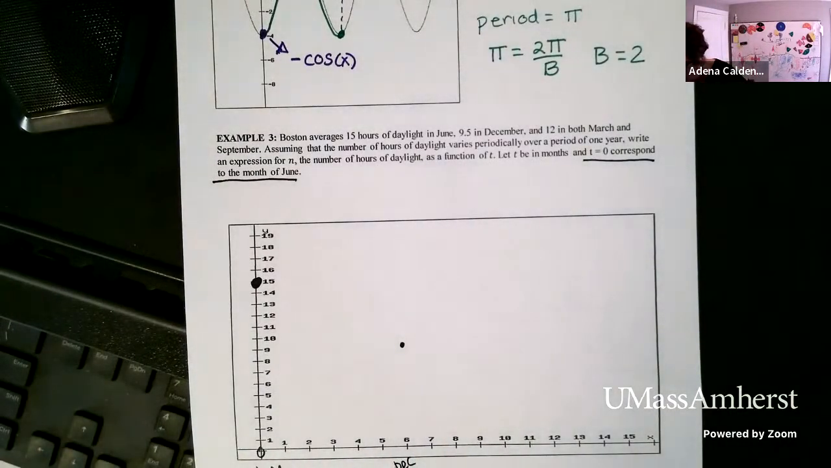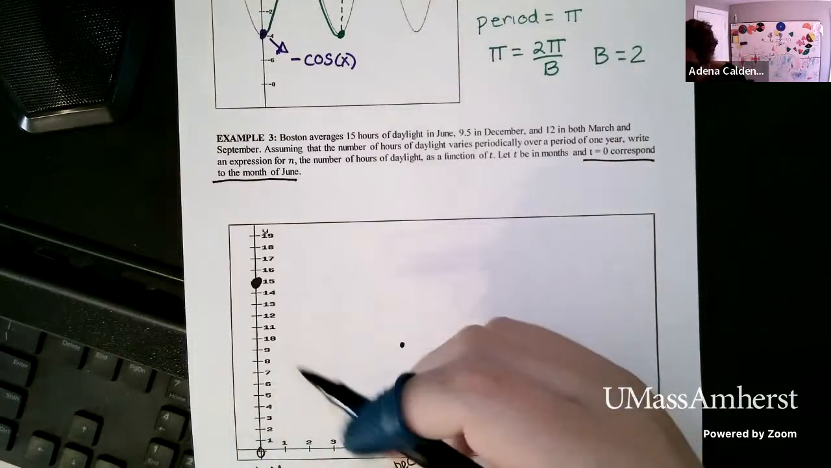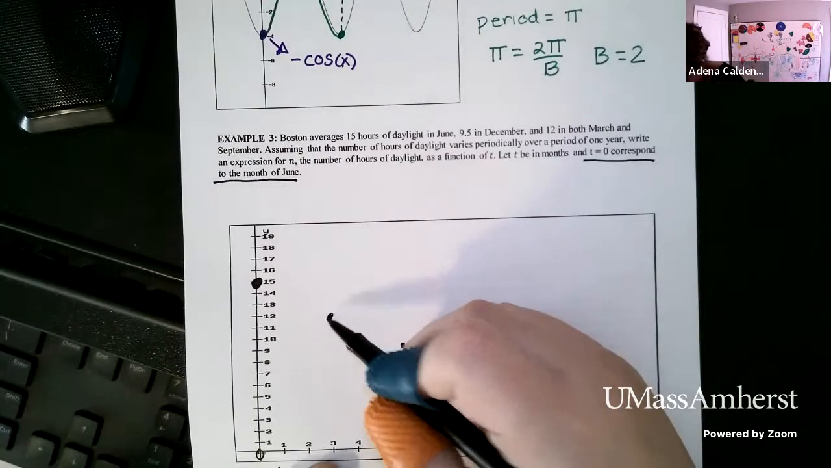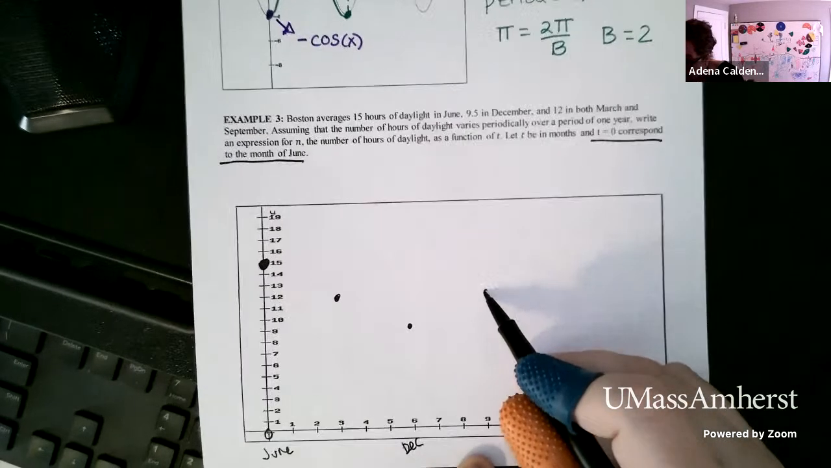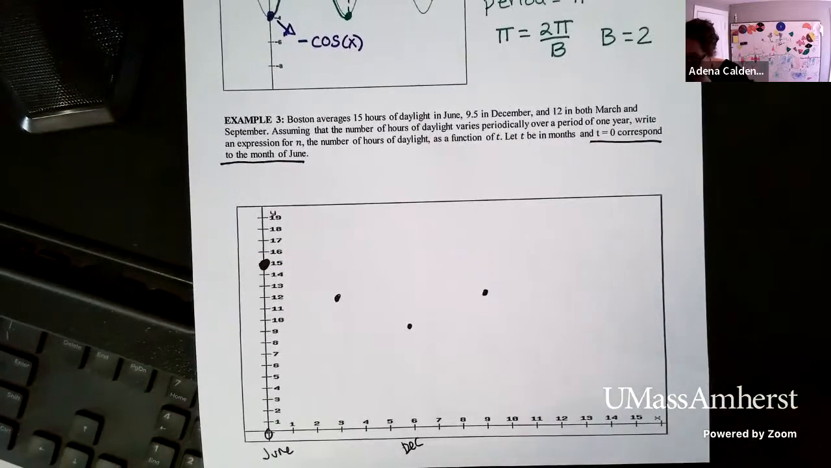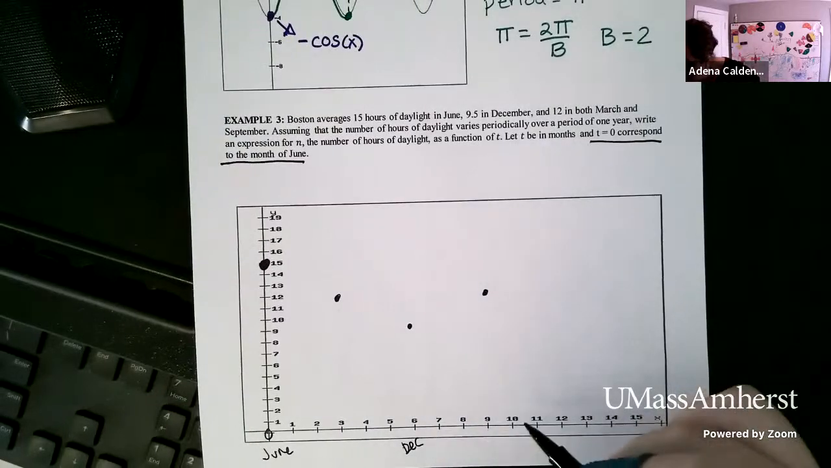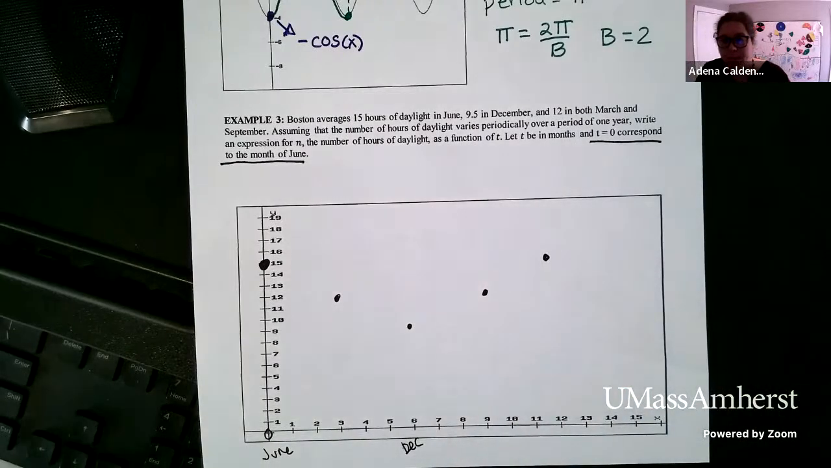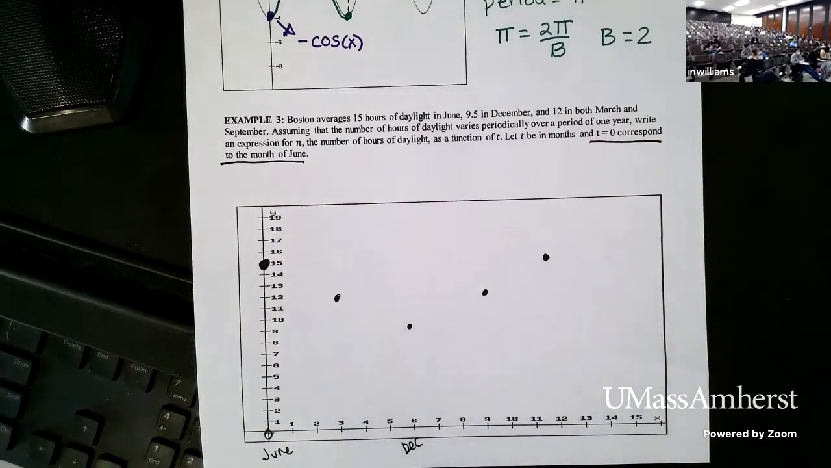So we also know that in both March and September, we're expecting 12 hours of daylight. So June, July, August, September. September is 12. So here we go up to 12. And then also March, so December, January, February, March is also 12. And then we also know that when we get back to June, we should be back up to 15. So this was March, April, May, June. So after 12 months, we're back up here.